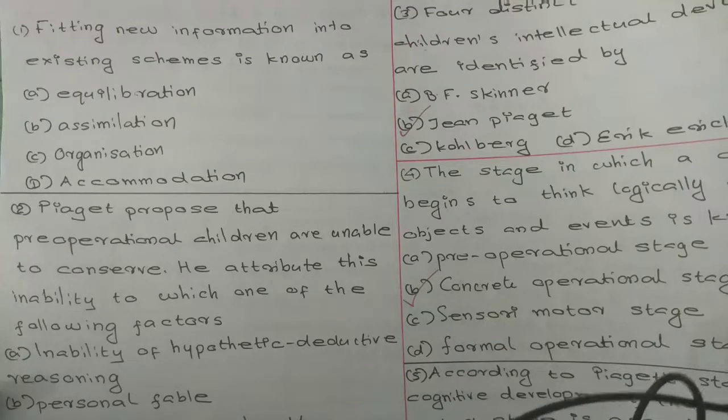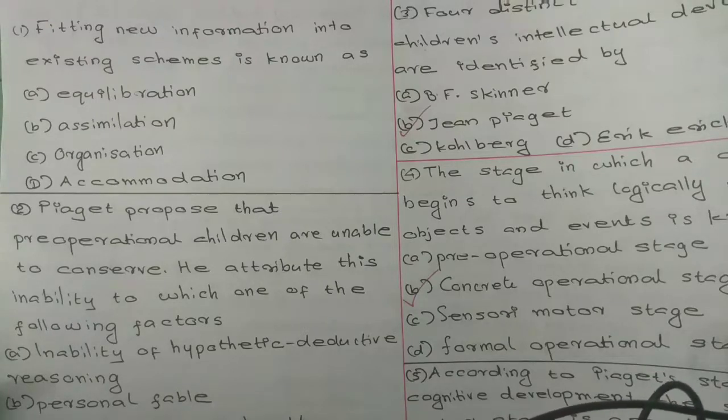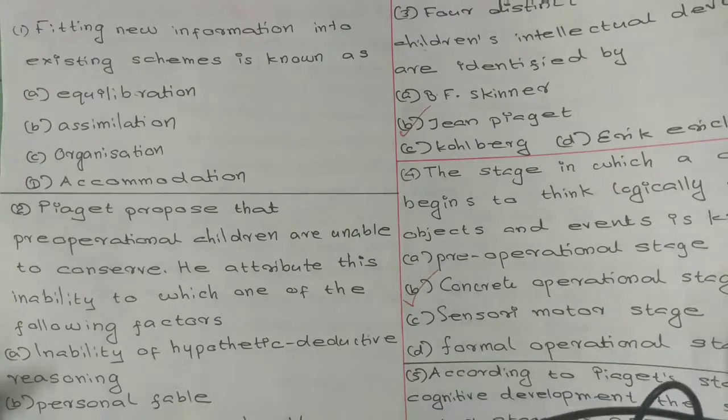Now we are going to discuss Piaget's cognitive theory based sample questions and answers. First question: fitting new information into existing schemas is known as option A, equilibration, option B, assimilation, option C, organization, and option D, accommodation. Find out the answer.